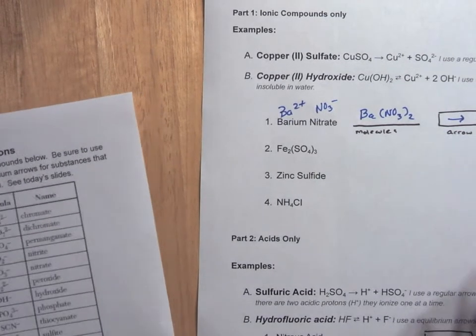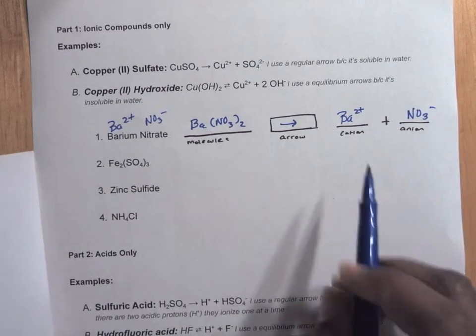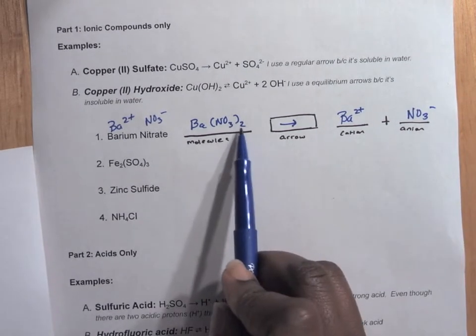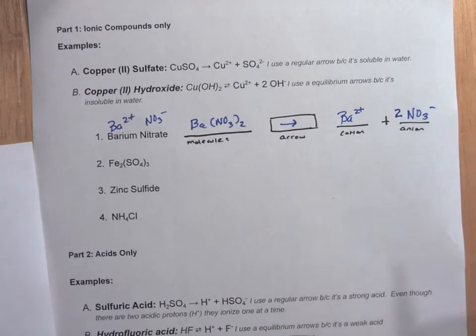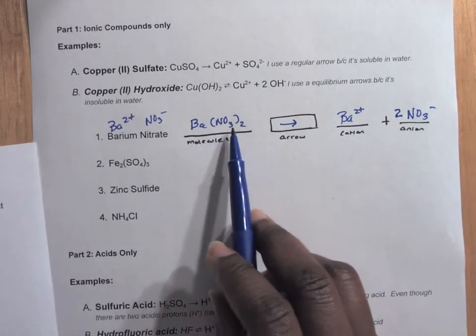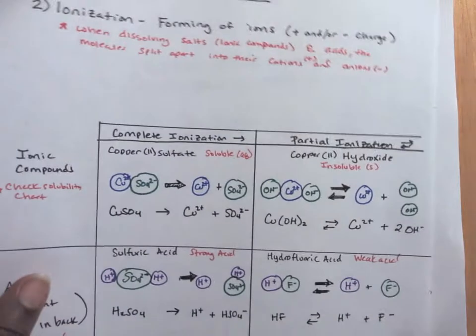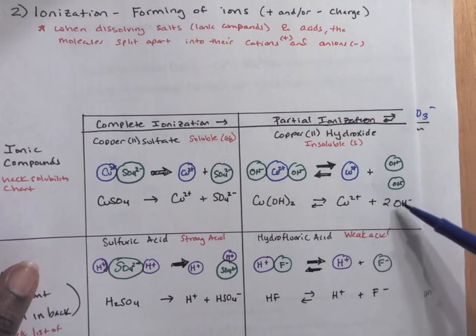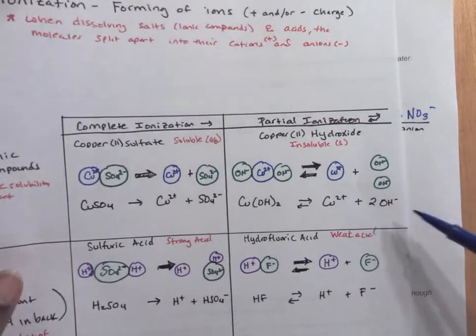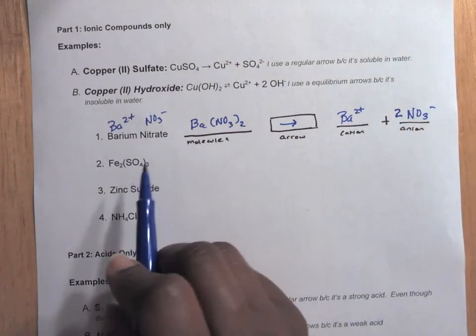Now, one thing I have to make sure I do as well is I have 2 nitrates here, so I'm going to use a coefficient of 2 to show that this broke apart into 1 barium and 2 nitrates. Similar to what I showed here for the copper hydroxide. It breaks apart into 1 copper and 2 hydroxide ions. So we use a coefficient of 2. All right, let's do one more example with this.